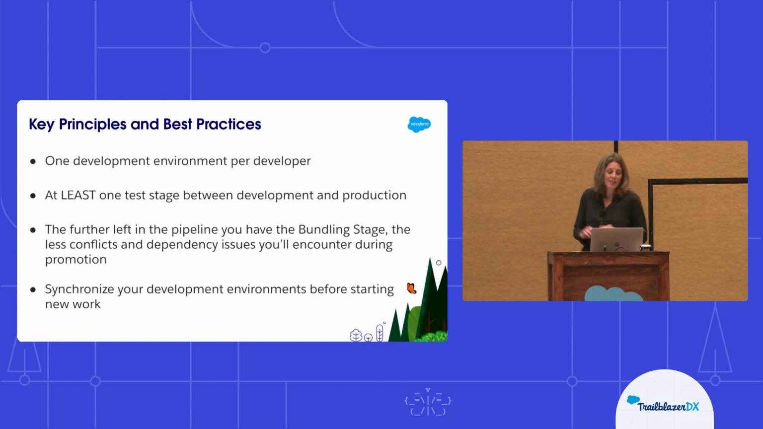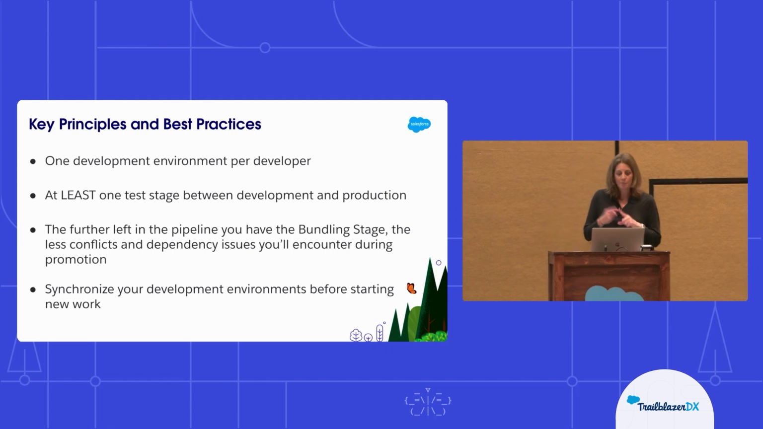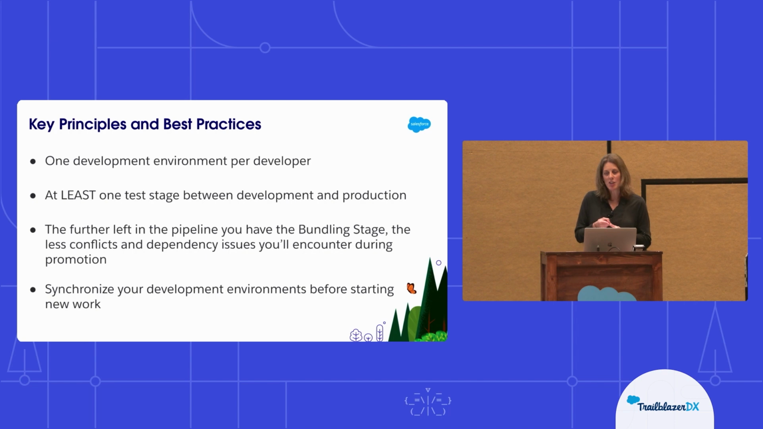So in summary, key principles here. We want to have one development environment per developer. We want to have at least one test stage between development and production. The further left in the pipeline that you have that bundling stage, the greater your chances are for success and the fewer conflicts and dependency issues that you're going to be dealing with. And synchronize your development environments as often as you can before starting new work, you're again going to have greater success as you move through the promotion process.